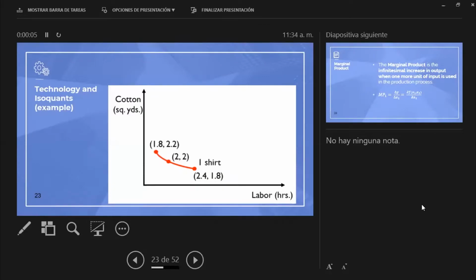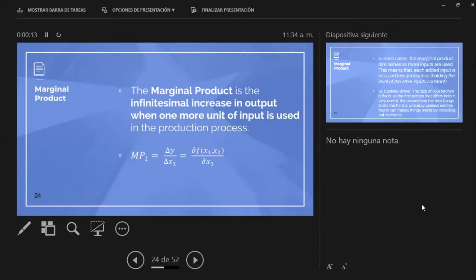Then basically, I have stressed a lot this idea that you can produce in different ways, because it's a very important concept, the marginal product, which basically shows you this infinitesimal increase, or how much production, overall or final output, increases every time you use one more unit of a specific input.